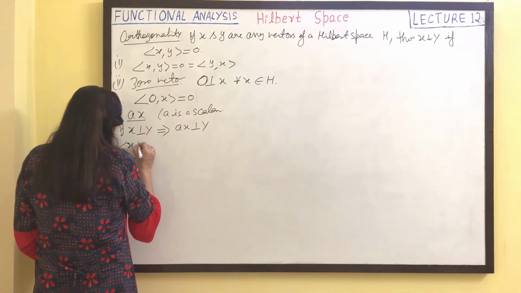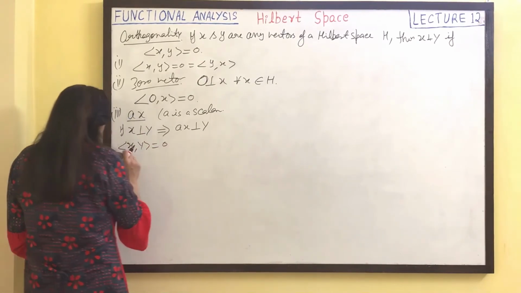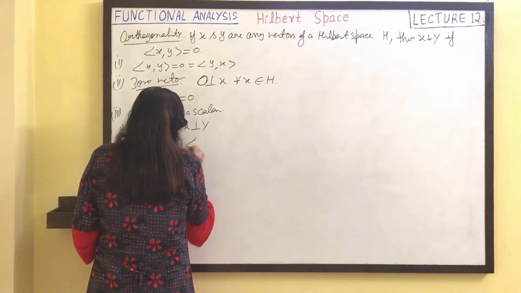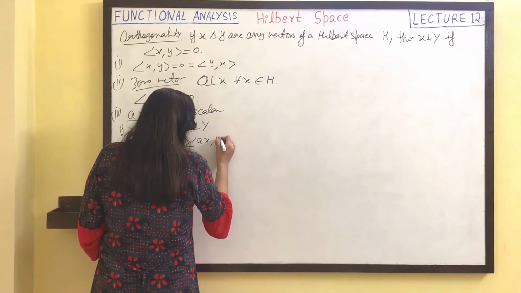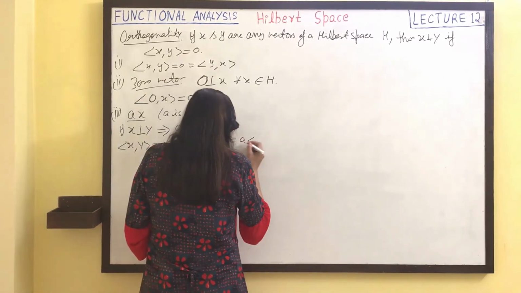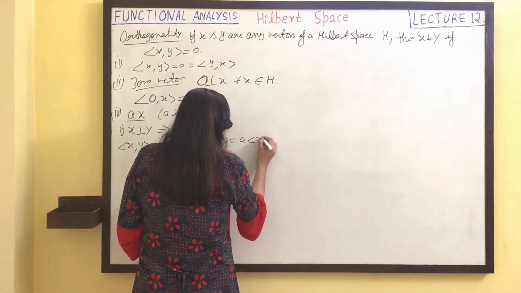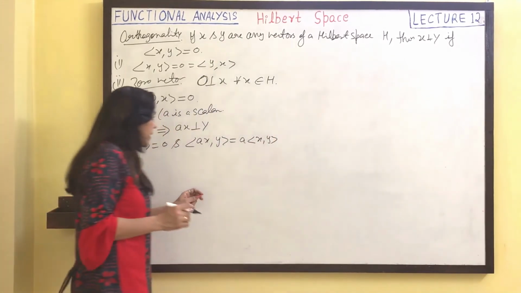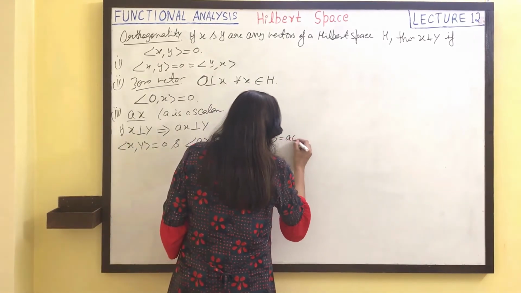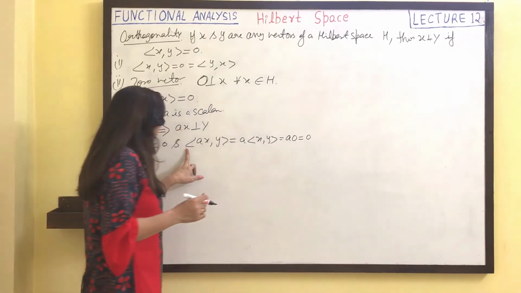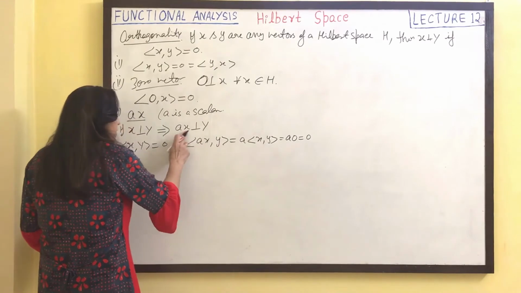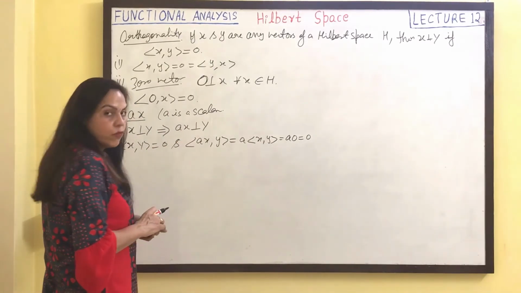Because x is perpendicular to y implies the inner product of x comma y is equal to 0, and also the inner product of ax comma y is equal to a multiplied by the inner product of x comma y. From here we can put 0, so it is a0, which is again 0. So the inner product of ax comma y is equal to 0. Therefore we can say ax is perpendicular to y.